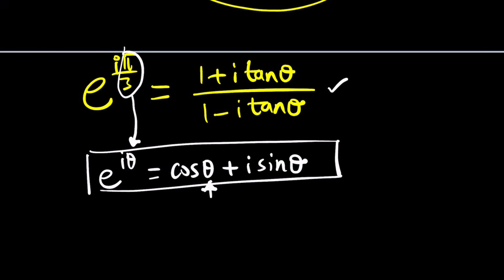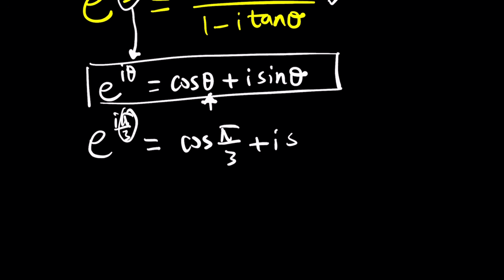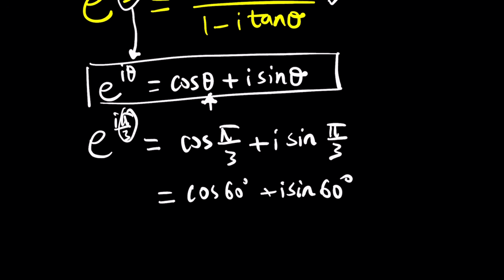Replace theta with pi over 3. You get e to the power i pi over 3. Again, this is theta. You should be able to isolate that. Cosine pi over 3 plus i sine pi over 3. What is pi over 3 in degrees? If pi represents 180 degrees, this should represent 60 degrees. So it's kind of like cosine 60 degrees. I usually don't write the degree symbol, but to avoid confusion, I'm going to write it here maybe once.